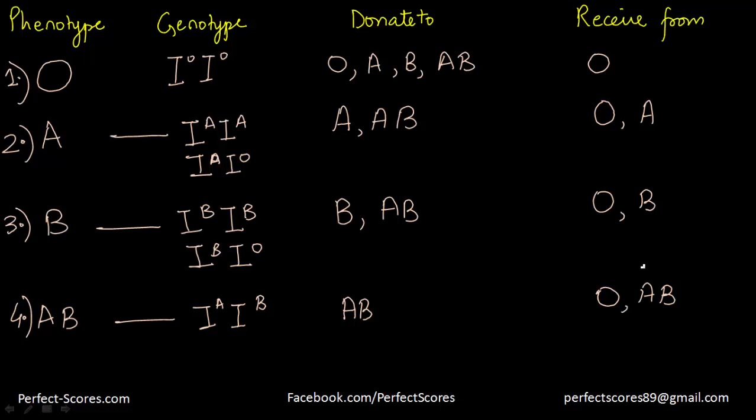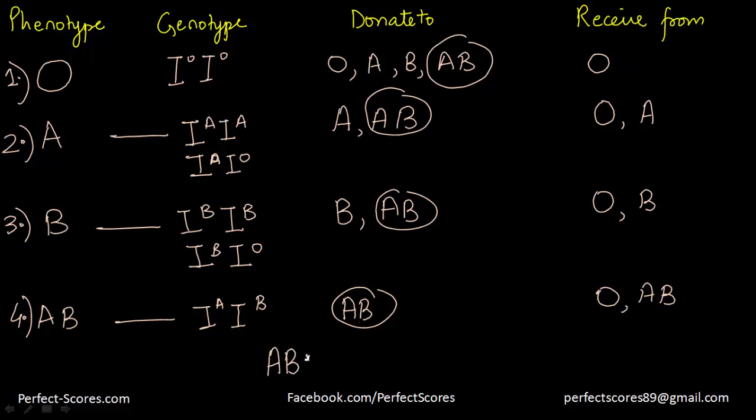But I hope you'll be able to recognize two different trends. In this column, AB figures in everything. That means all of these blood groups can give blood to AB. That means AB can take blood from any blood group. That is why AB blood group is known as the universal recipient, because each of these blood groups can give blood to AB. And in this column, you will see O blood group is present everywhere.